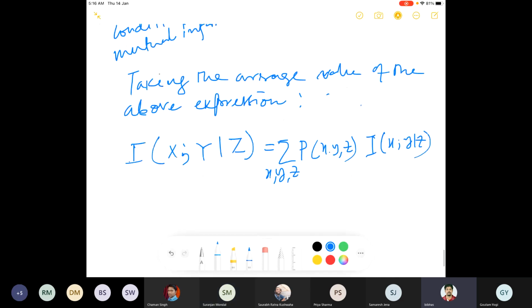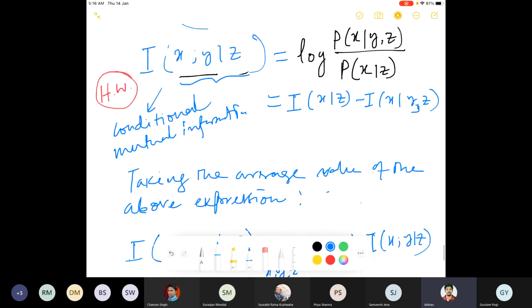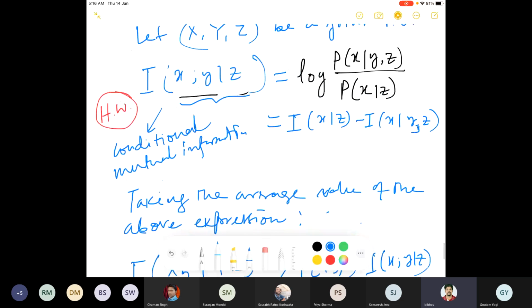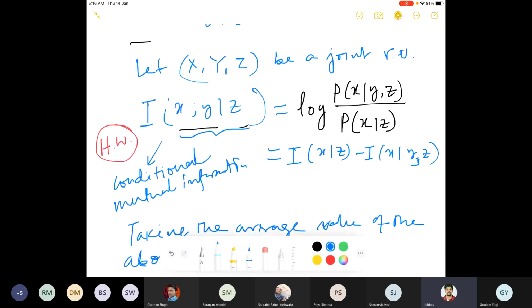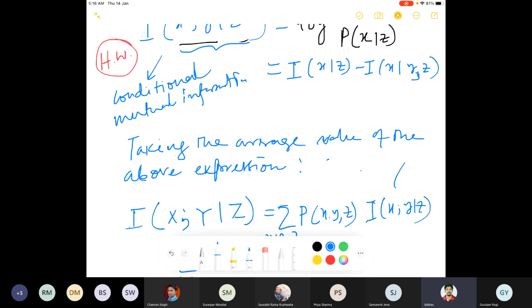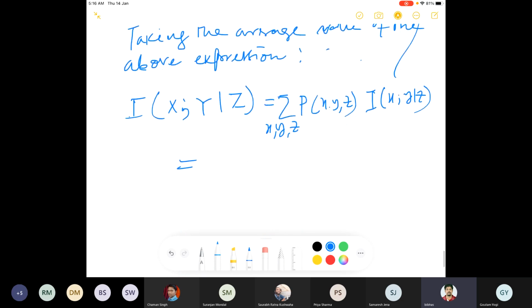Now we can write the expression, because we already know it from above. This expression follows from here. So if you write it, you will see, this is homework, this will be H(X given Z) minus H(X given Y, Z).